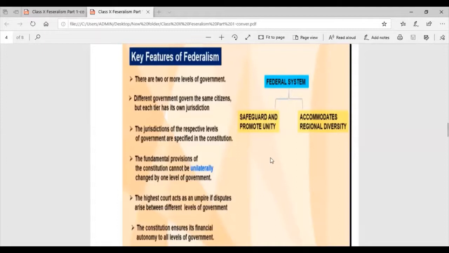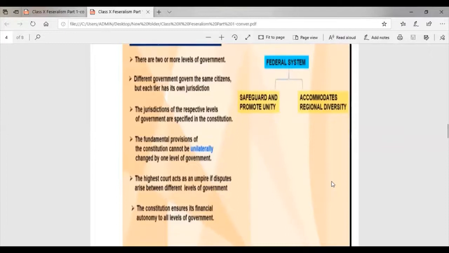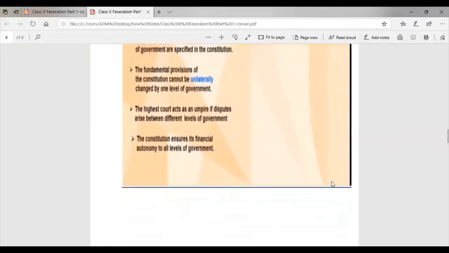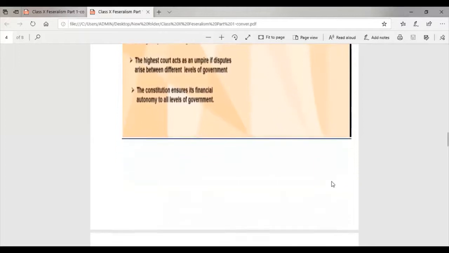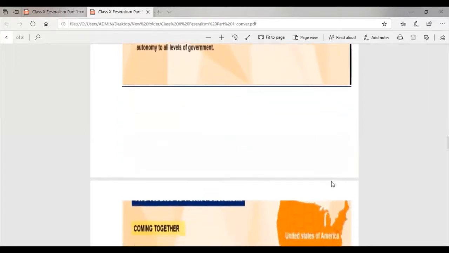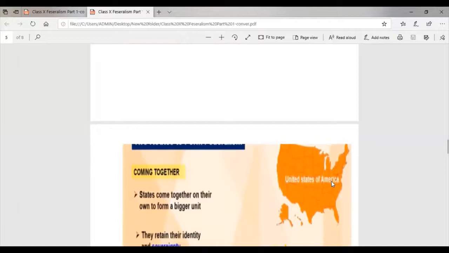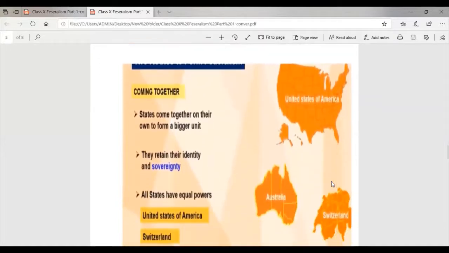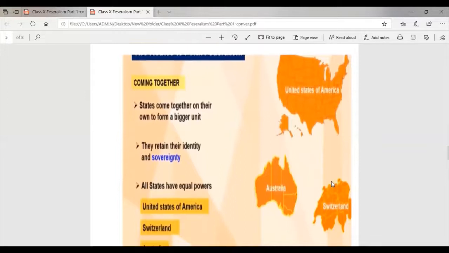Key features of federalism. You all need to learn thoroughly the key features of federalism, because this is an important question from the board examination point of view. You will get this question as a 5-mark question. So learn 5 points thoroughly. Now we will move on to the next heading, explaining coming together and holding together federalism.